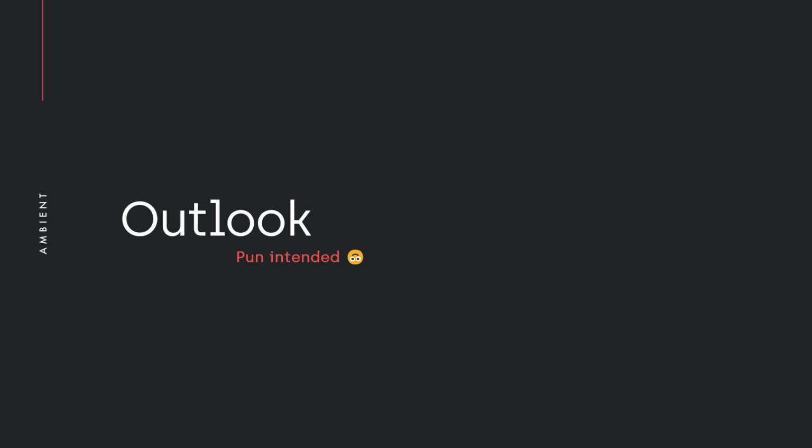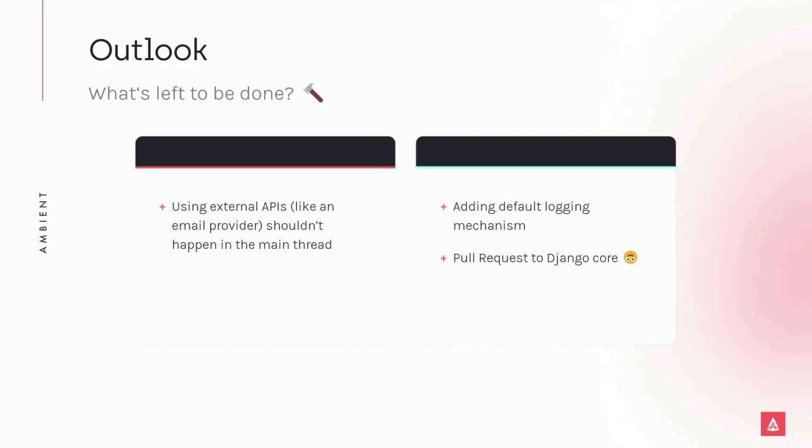So, outlook. Sending emails obviously needs an external API, some kind of email provider, whatever that might be. So this shouldn't happen in the main thread, and this is a very common thing that people need to think about. So I was thinking of adding some functionality, maybe with an integration for Django Q or Celery or just Python threading, to basically by default not send the emails in the main thread, so that you don't have to think about this every time.